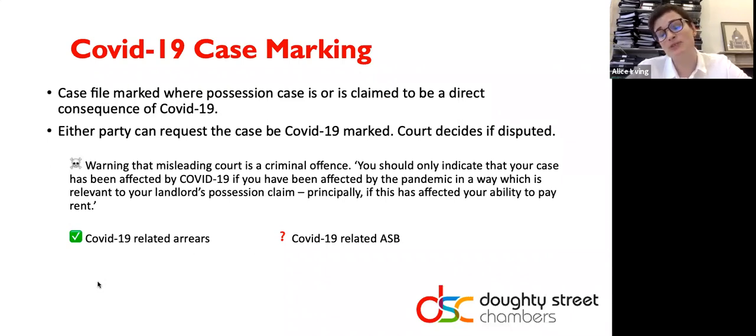It's not an automatic procedure that if you make a request for the case to be COVID-19 marked, it will be marked. The other party will be notified. If they don't object, then the case will be COVID-19 marked. But if there is an objection, then it will go before a court to determine whether or not it should be marked on the papers.